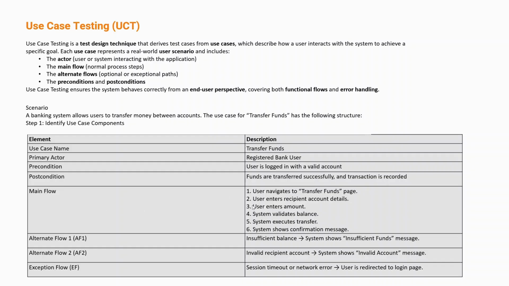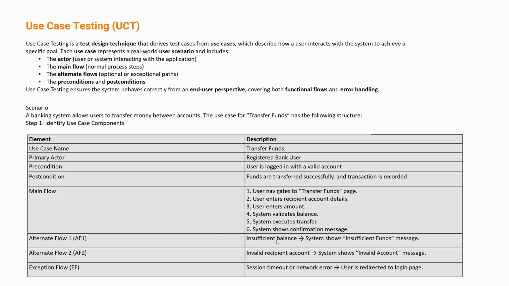So this is the main flow. The user navigates to the transfer fund page and selects the recipient account. He enters the amount. System validates the balance. System executes the transfer. System shows a confirmation message. This is the valid scenario, an end-to-end journey that happens when somebody wants to transfer a fund from his account to another account. This is the main flow, which we call the happy flow. So what is an unhappy flow or an alternate flow?